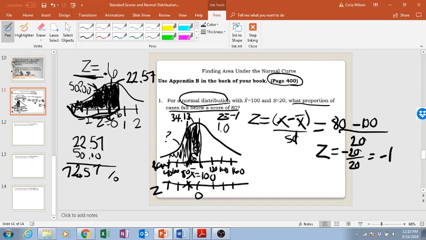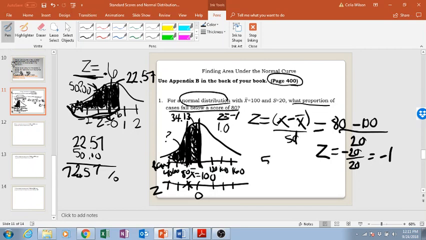Now, my writing's getting kind of scribbly here, but it's not asking for this, is it? It's asking for this section over here. So even though the book tells us this area right here, we want to know this other side, don't we? Well, I know that half of my distribution is what? 50, right? Well, if the whole half is 50, I should be able to take this part away and figure out what this remaining part is. Okay, does that make sense?